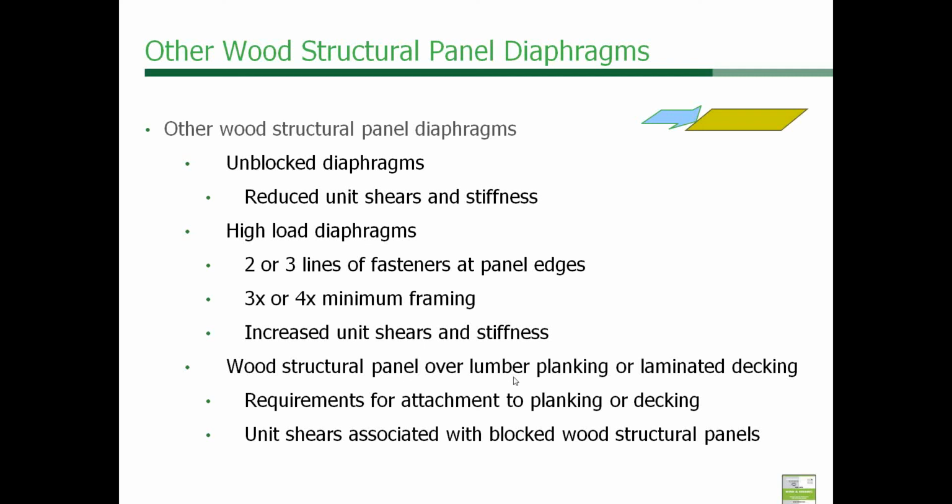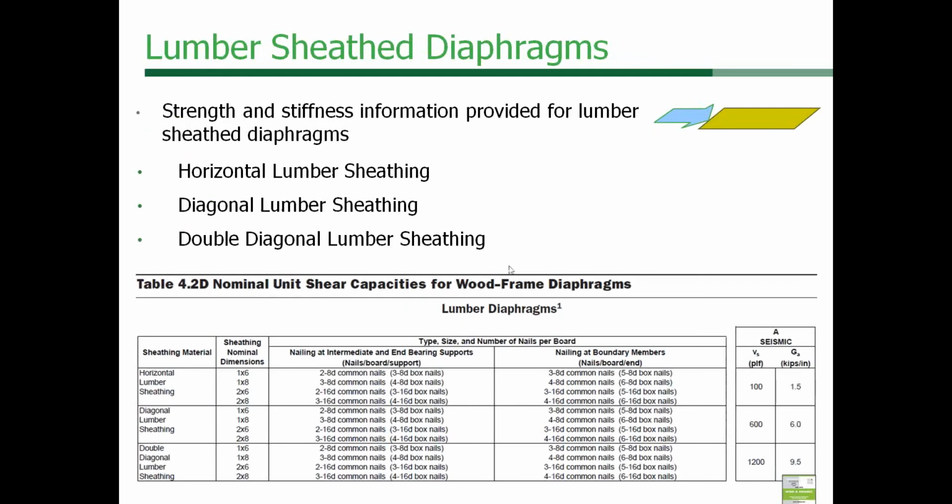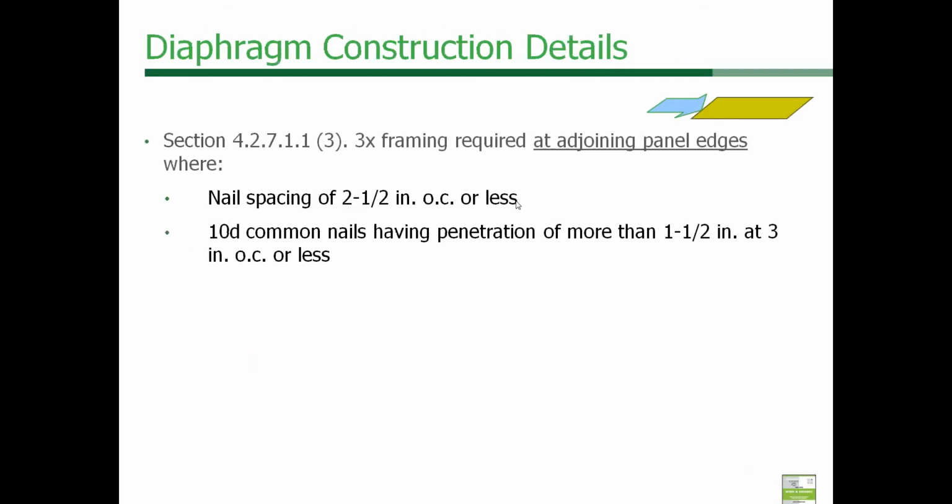And then something we often get questioned on, especially for existing structures, is the lumber planking or laminated decking. If it doesn't have a high enough capacity, can you use wood structural panels over that? And so there are provisions for that as well, if you have some retrofit situations that you might be dealing with. So here's an example of the horizontal lumber and then diagonal and double diagonal lumber sheathing capacities that are shown in table 4.2D of the wind and seismic standard as well.